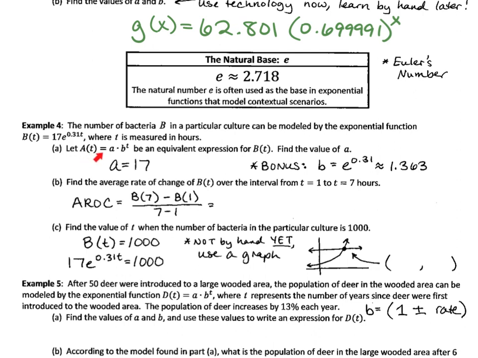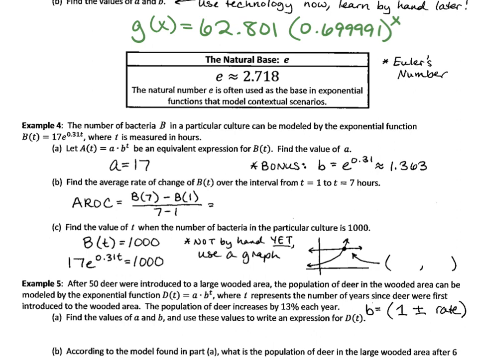It says let A of t equal A times b to the t be an equivalent expression for B of t. Find the value of A. That was easy. A is the initial value. What's the initial value here? 17. That means we started studying this bacteria with 17 bacteria in our little petri dish. As a bonus, the b value is e to the 0.31, basically without the t, which is approximately 1.63363. That's a little bonus for you.